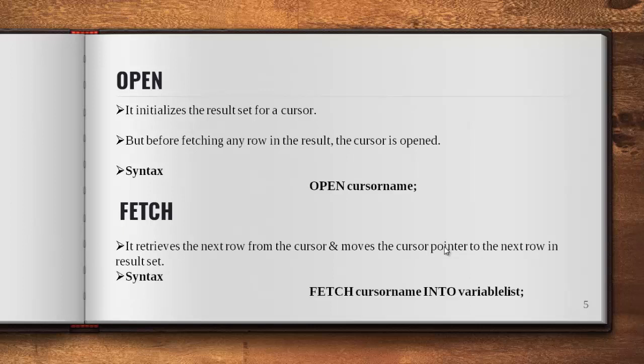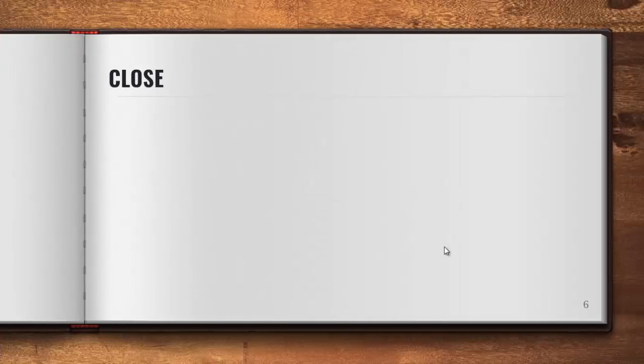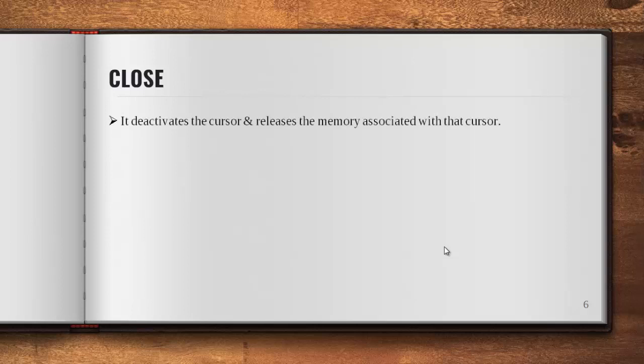And the syntax for that is fetch cursor name into variable list. And after opening and fetching, the last part is the closing part. You have to close the cursor before you end the program, so it deactivates the cursor and releases the memory associated with that cursor. Whatever memory is allocated for that cursor will be removed, and the syntax for that is close cursor name.